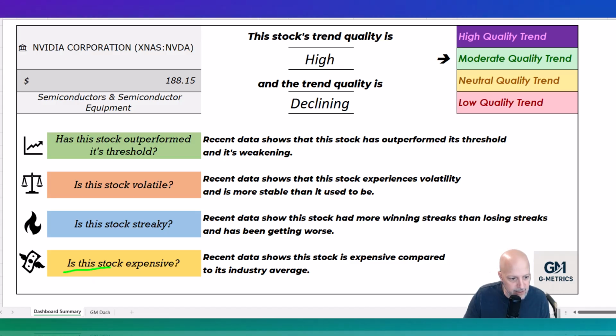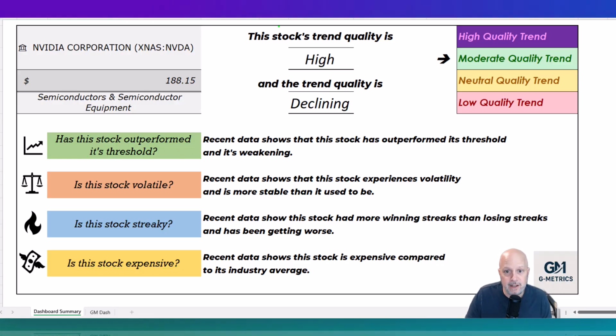Is this stock expensive? I say recent data shows this stock is expensive compared to its industry average. Basically what I'm looking at here is just the P/E ratio and seeing how the P/E ratio of NVIDIA compares to the average P/E ratio of all the stocks in its industry. In my database here, I have over 5,000 stocks. I don't know how many of them fall into the same category, but the average of those that do is, I guess, lower than NVIDIA's P/E.